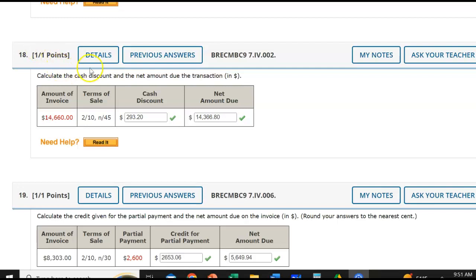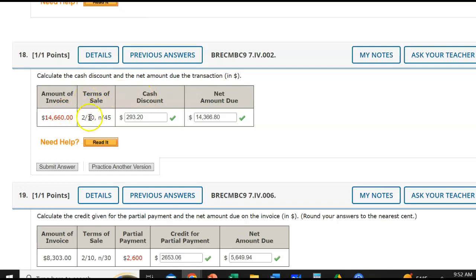Alright, in this video we're going to be looking at Objective 4. In Objective 4, we're going to learn how to calculate the cash discount and the net amount due. So for this one, the terms of the sale are covered in your book, and you can click on Read It to read about what terms of sale mean. Please make sure you're looking at your textbook because it explains this very well.